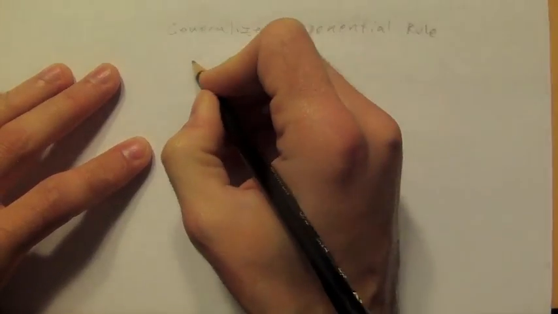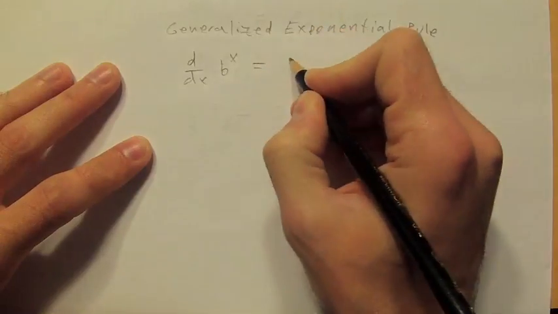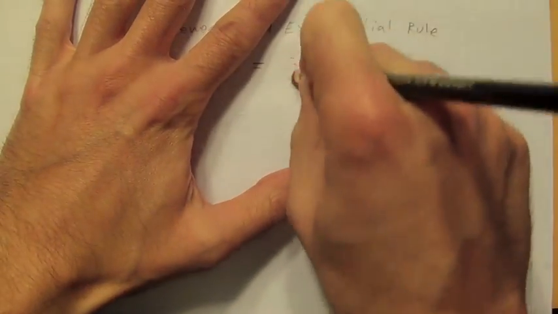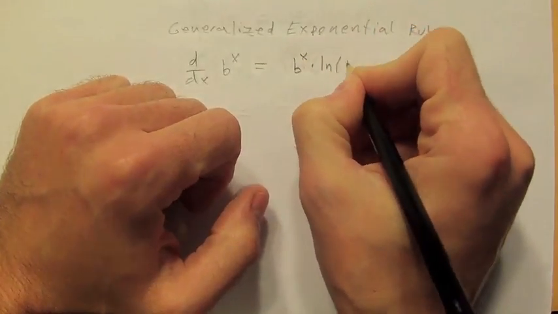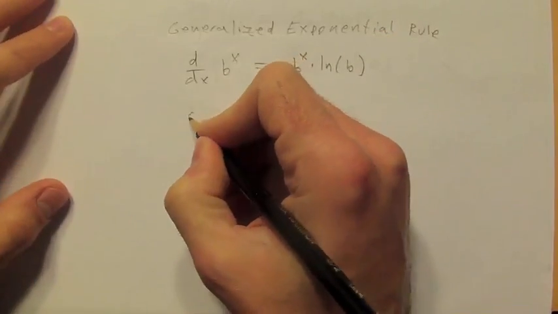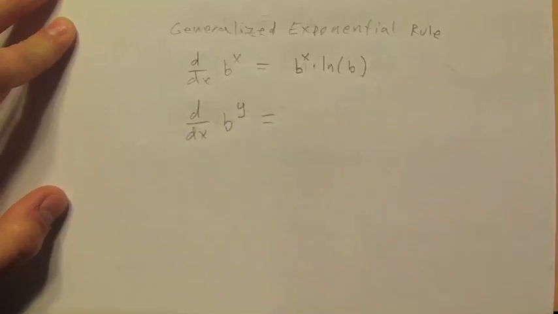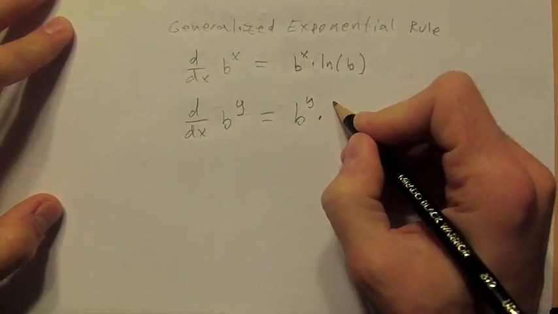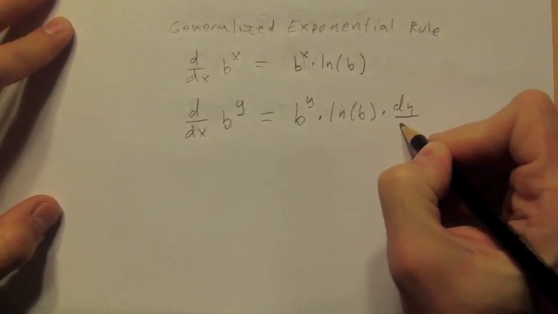Which basically says that the derivative with respect to x of b to the x is, well, you can put it on the outside if you want, but it's itself times the natural log of the base. And if we extend it using the chain rule, b to the y, that's going to be b to the y times the natural log of b times dy dx.